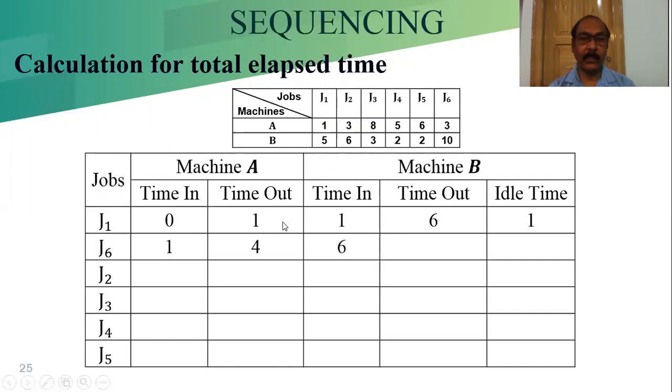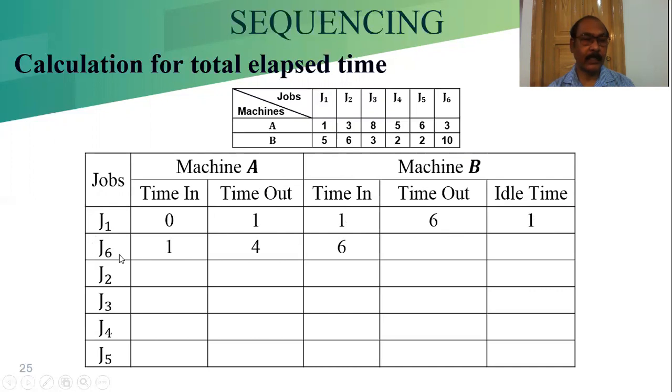Now when the job enters machine B, that time of 1 hour it is idle. When the job is running in machine A, that time machine B is idle. How much time is it idle? Until the job is complete in machine A, the job cannot start in machine B. That time is the idle time, the processing time in machine A. That's why machine B is idle for 1 hour, and this is the finishing time.